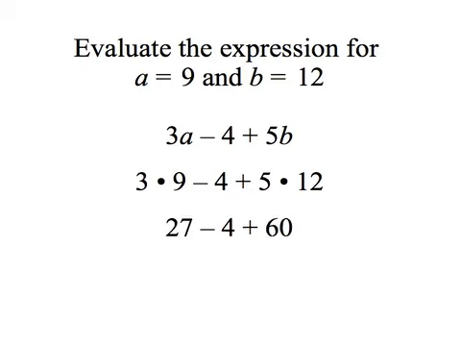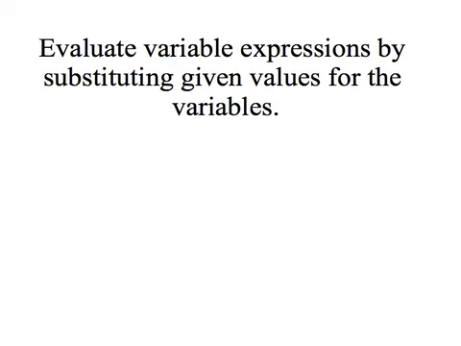And now in this expression, the multiplications go first, and then the subtraction and the addition from left to right. And our final simplified answer for this expression is 83. To summarize, evaluate variable expressions by substituting given values for the variables.